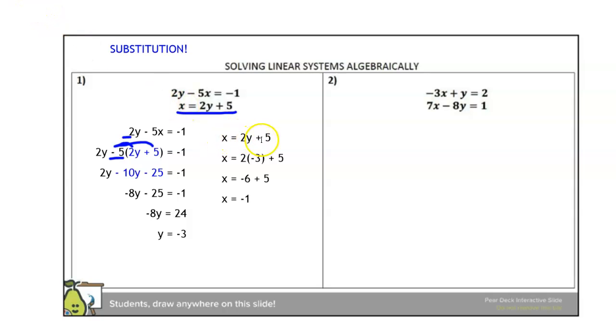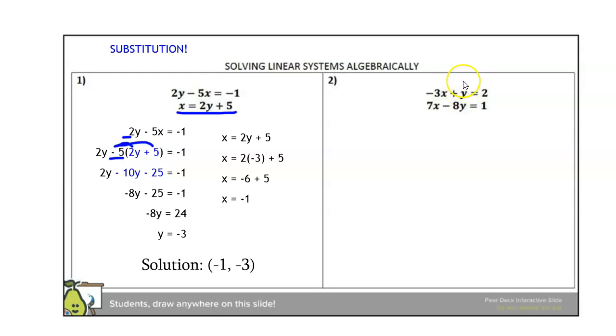So here we rewrote the equation, that blue equation. We substituted in negative 3 for y. We simplified, and then we combined like terms. X is equal to negative 1. So now our answer, careful to make sure that the answer is in the correct order. I need an x first and then a y, so my solution is (-1, -3).